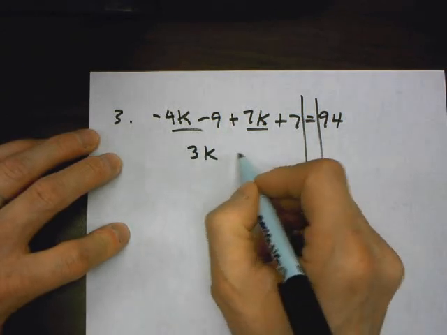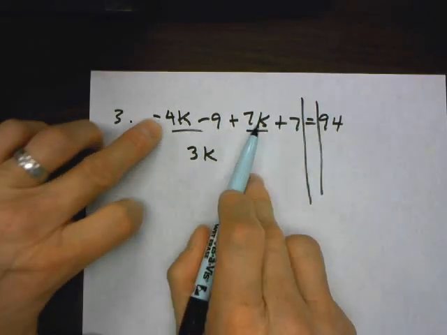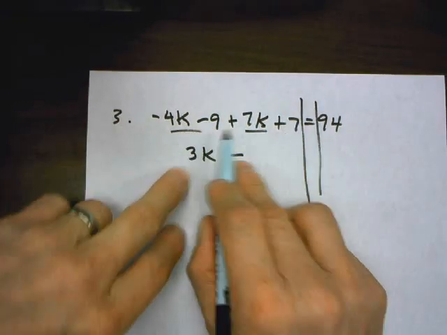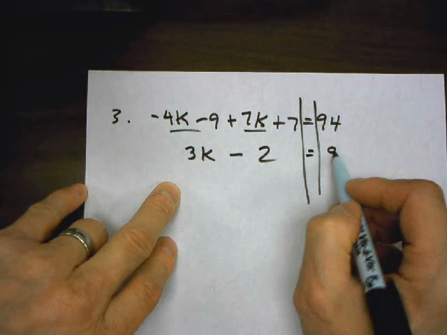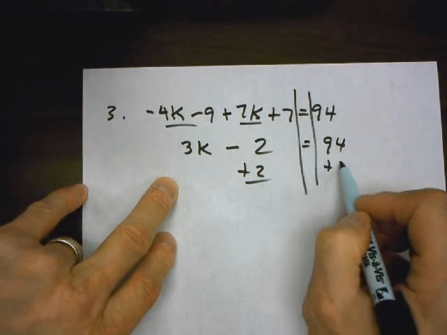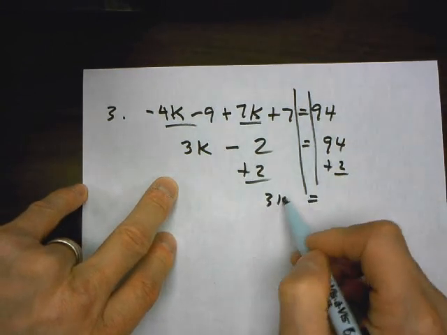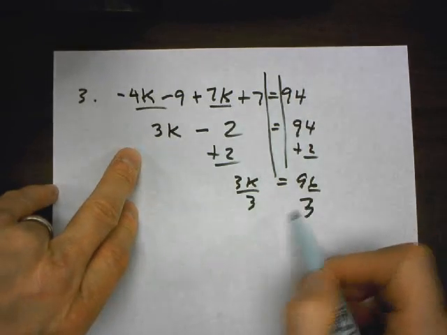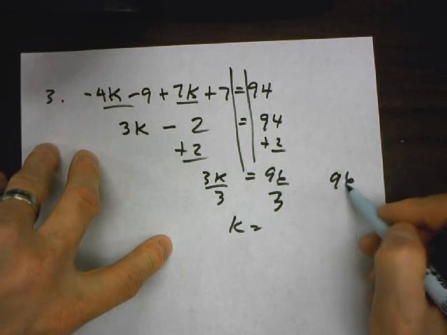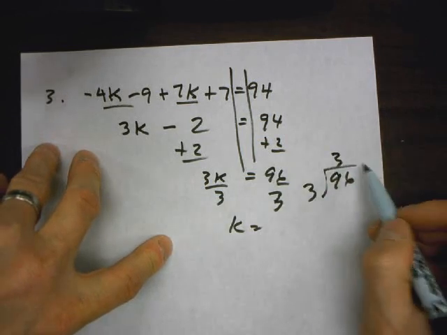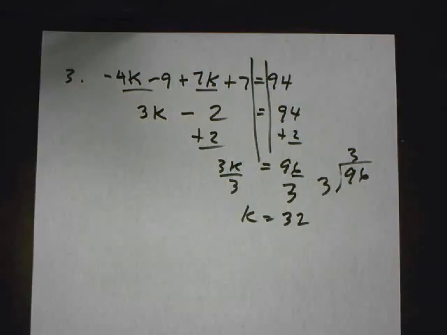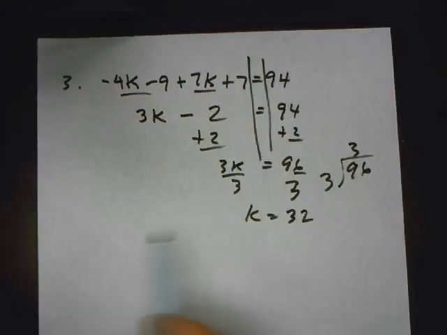If I have negative 4k and positive 7k, that's a difference of 3k, because there's more positives than negatives. Over here, opposite teams mean subtract. There are more negatives. That's why it's a negative sign. Now I isolate the variable, do the inverse operations at this point, and then divide by 3. And I get k is 96 divided by 3, which is going to be, what, 32? So 32 is the number that makes this true.